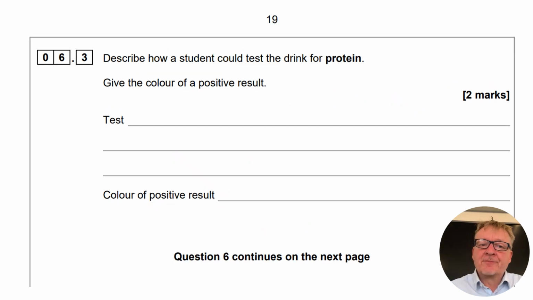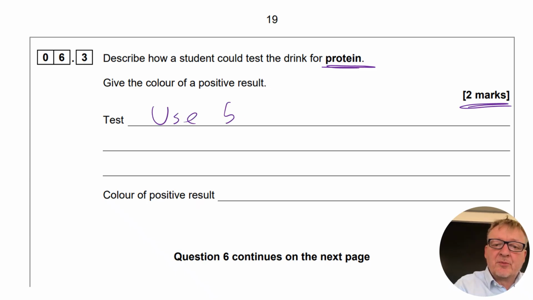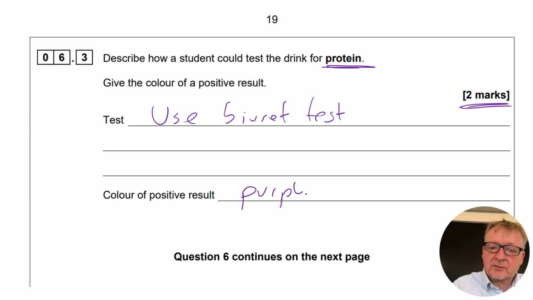Okay, 6.3. Describe how a student could test a drink for protein. Protein. Okay, give the colour of a positive test. So this is only 2 marks now. Right, so use the Biuret test. Okay, that's the test for proteins. All right, and the colour of a positive result is purple or lilac. I think the colour lilac.